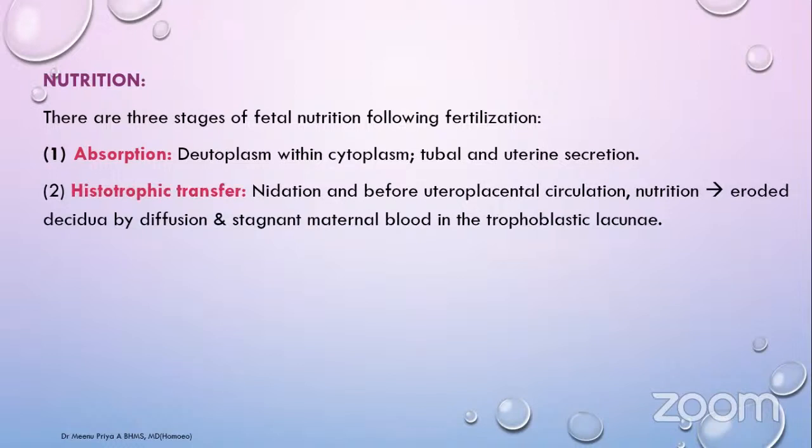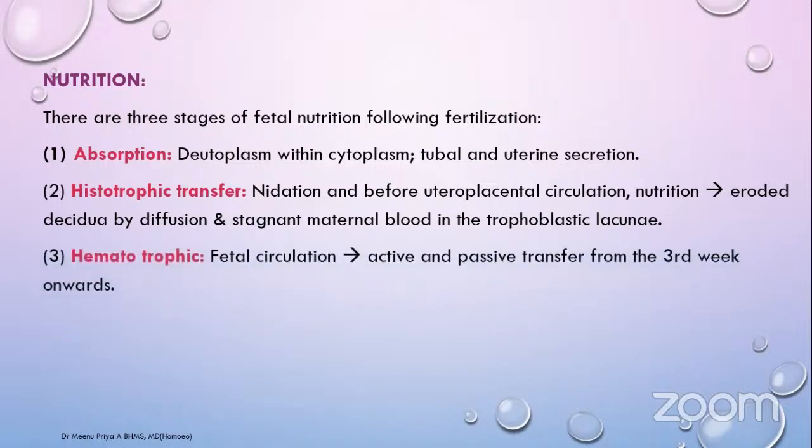Nidation means implantation. After implantation and before uteroplacental circulation, nutrition is provided by maternal blood, from eroded decidua by diffusion and from stagnant maternal blood in the trophoblastic lacunae. Hematotrophic means through the blood of someone else, that is, from the maternal circulation to the fetal circulation. From the 3rd week onwards, transfer is by active and passive transfer.